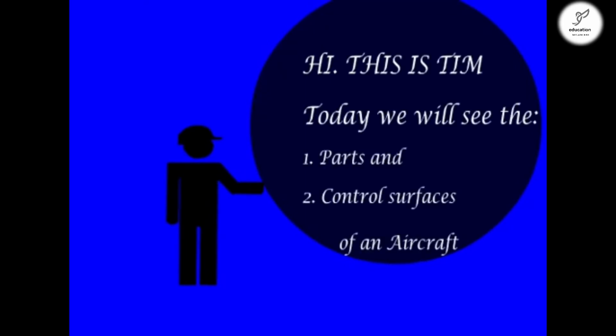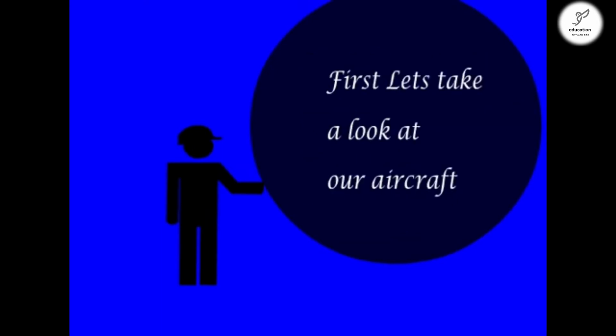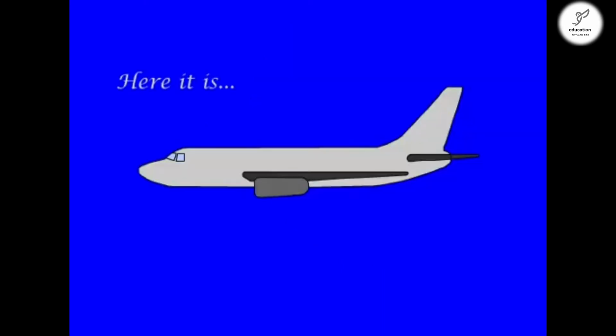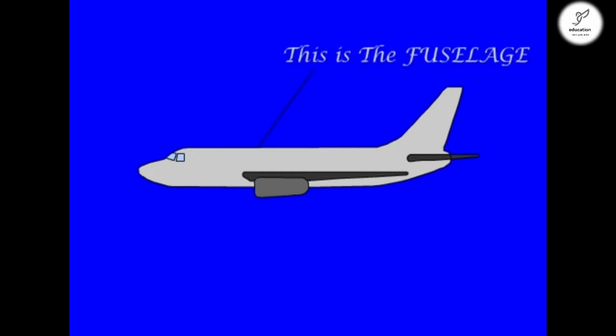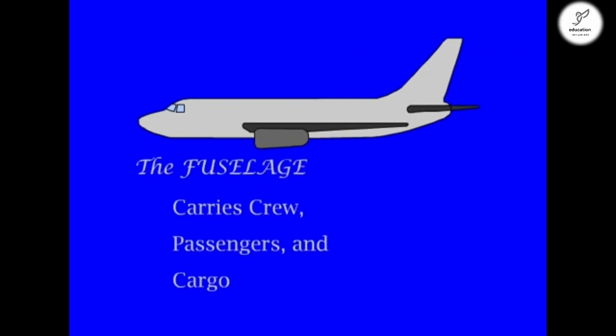Today we will see the parts and control surfaces of an aircraft. First, let's take a look at an aircraft. This is it. Now let's move it around a bit. This is the fuselage, which carries crew, passengers, and cargo.